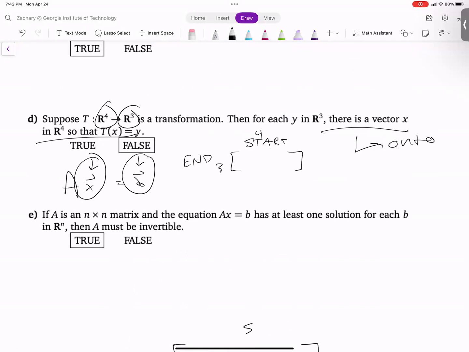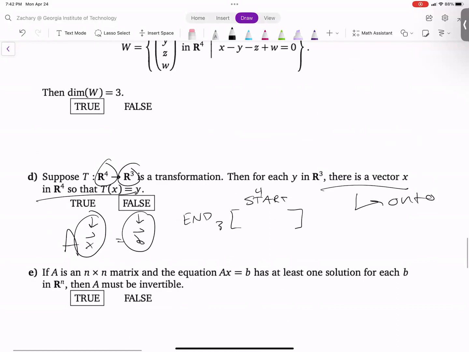So the way that we can read this is there is a vector x so that T of x equals y for each y. So for all y's, we can get there by some x. For all y's, we have at least one way to get there. We call that onto. Does that make sense?